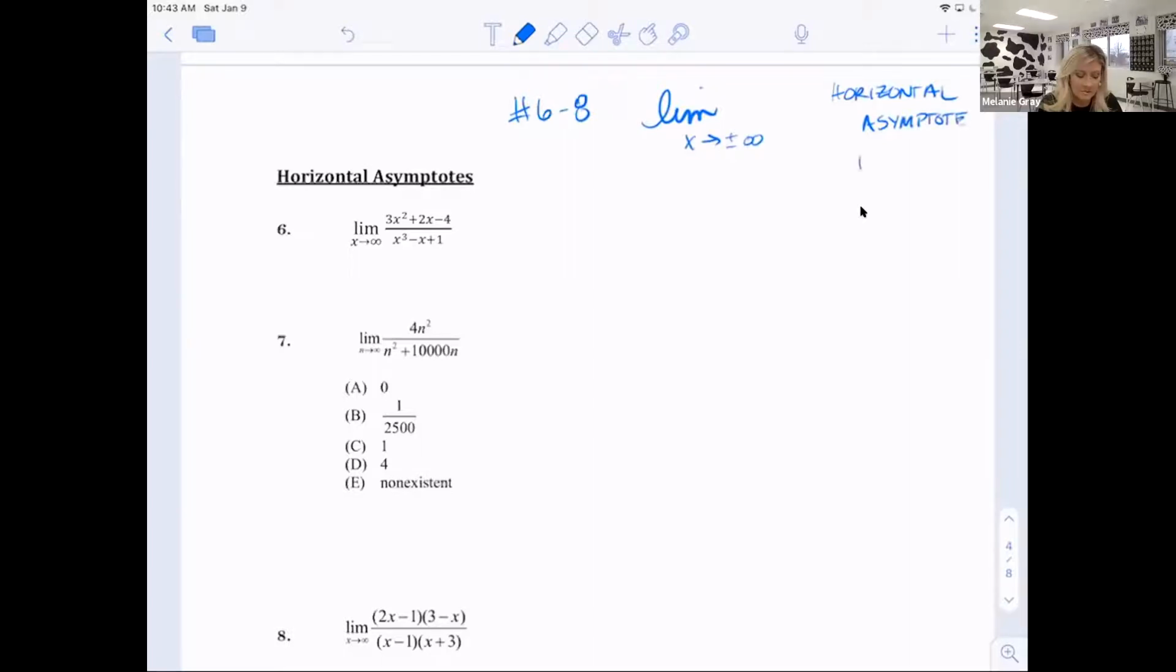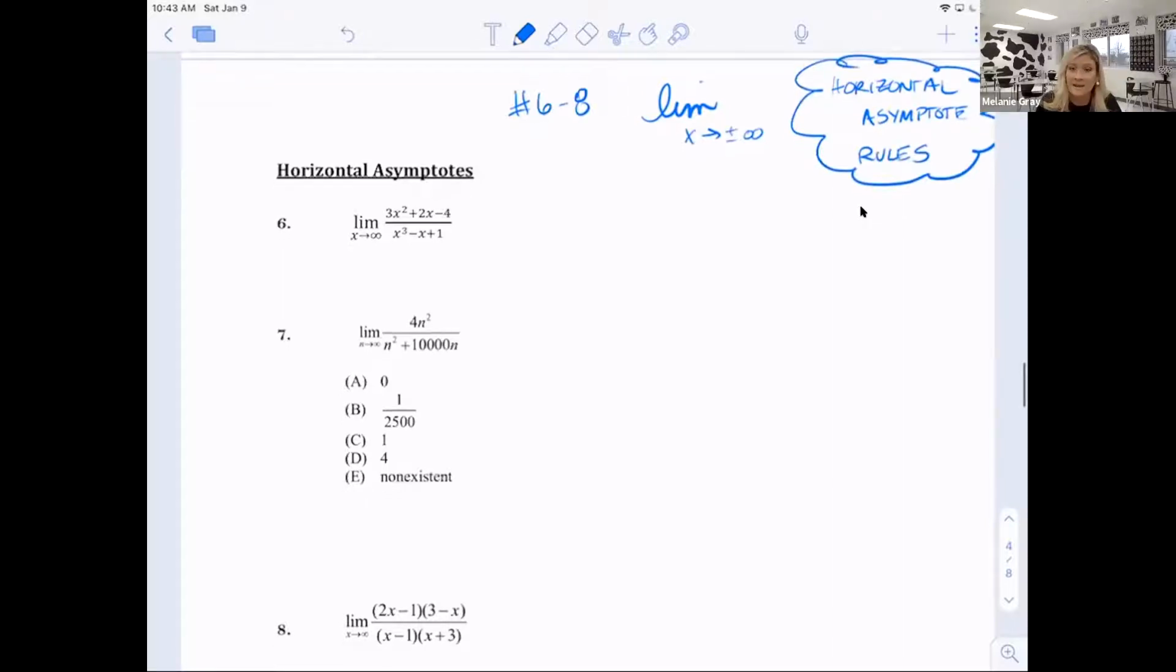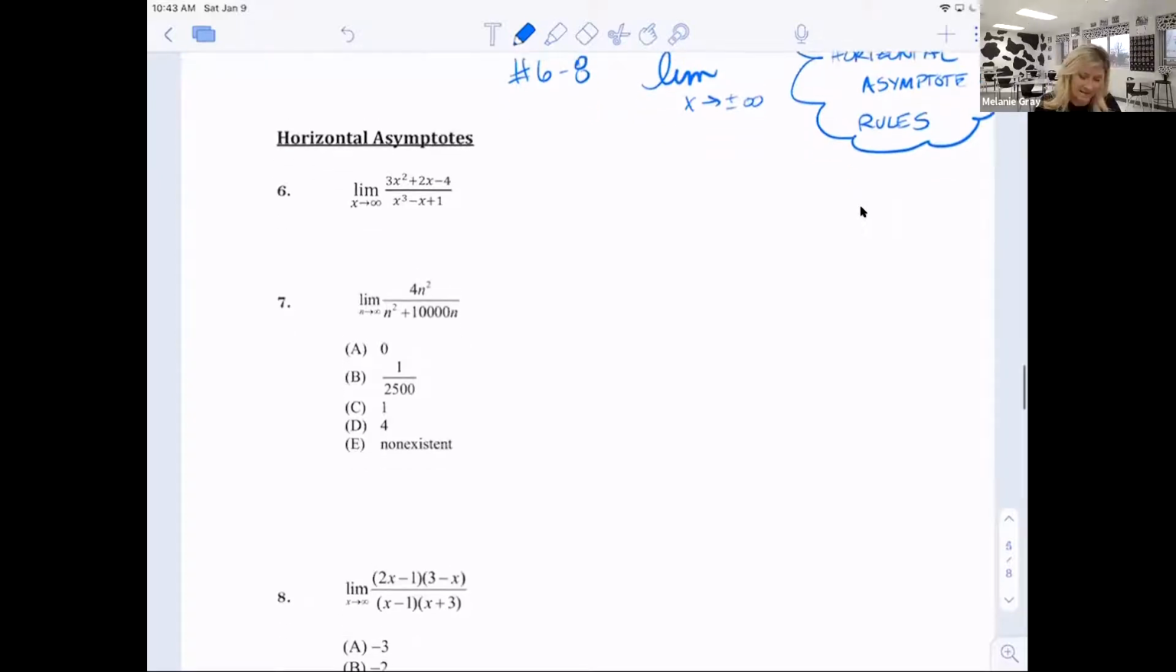And now you might be saying, what horizontal asymptote rules are you talking about? So I'm going to remind you, and in my class, we do a yellow sheet where we add all of the things that we have to memorize. So if you have one of those sheets that you've been using for your class, you may want to add this on if you don't already have it memorized. It's just a really quick and easy way to evaluate a limit as x approaches positive or negative infinity of a rational function, like in example 6, 7, and 8.